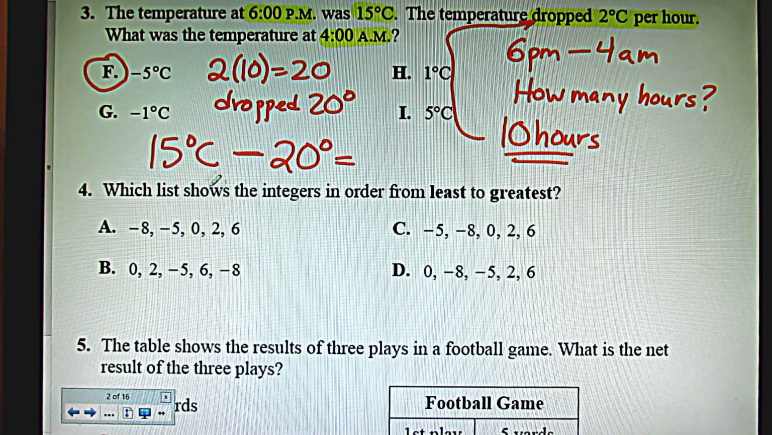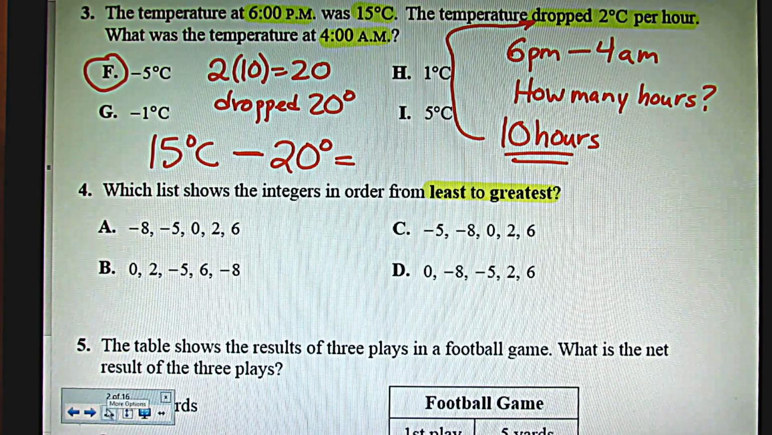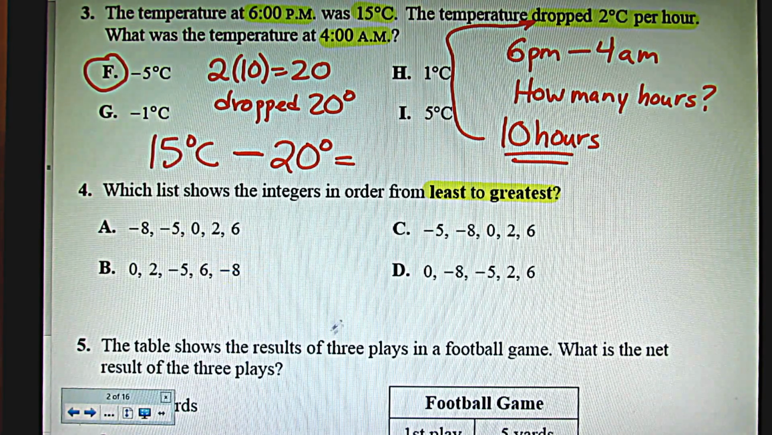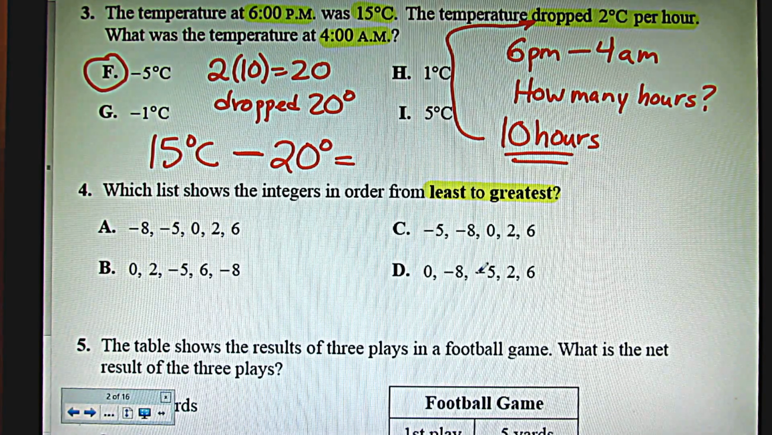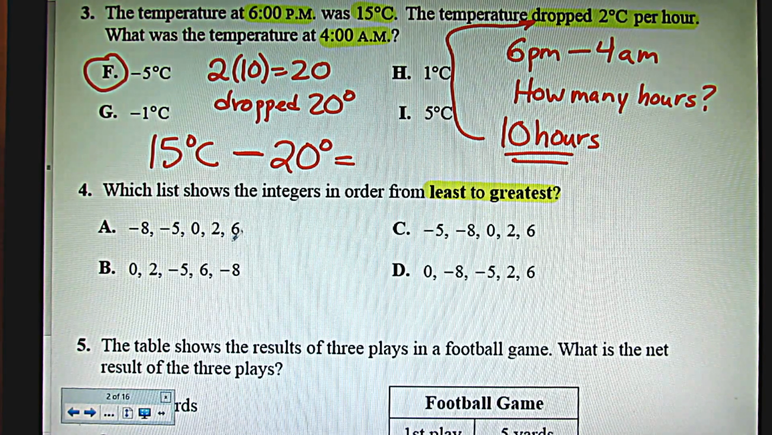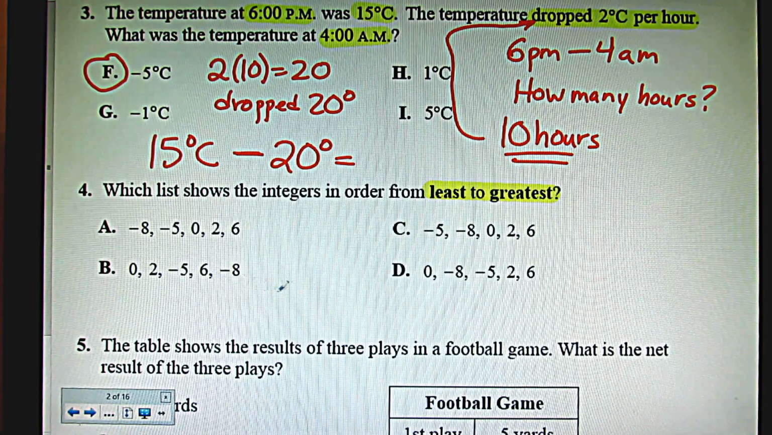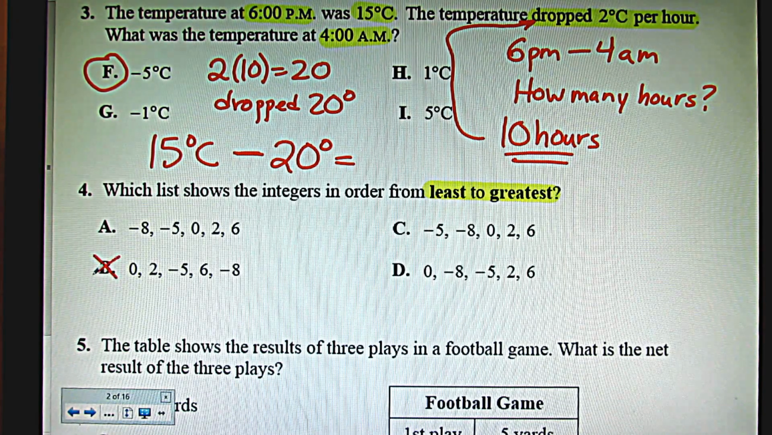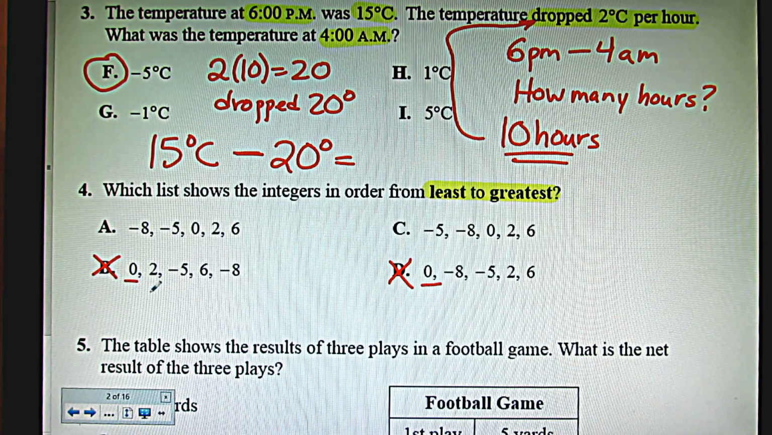Number 4, which list shows the integers in order, again, from least to greatest? Just by looking at my choices, I can already cancel out some, and that's helpful for you when you're doing a multiple choice question. If I look at this list, all the lists have the same numbers in them. I see negative numbers, I see positive numbers, and I see the number 0. Automatically, I can cross out 2 choices that don't have negative numbers first. Choice B and choice D. Notice they have the 0 first. And we know that negative numbers are smaller than 0.